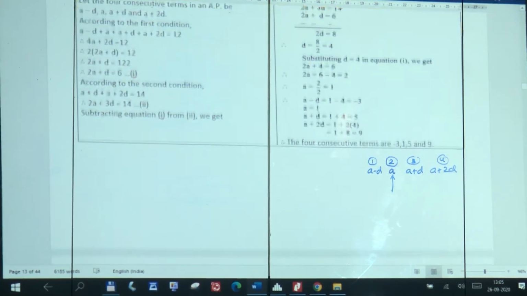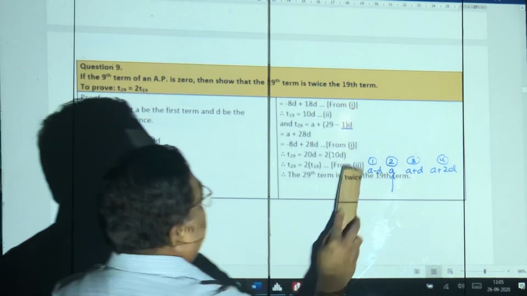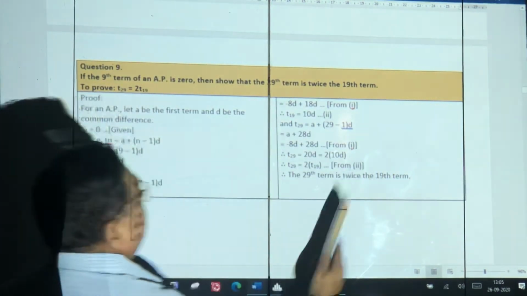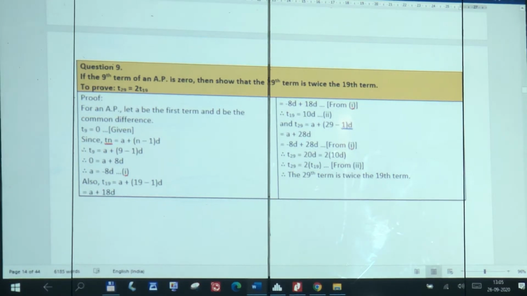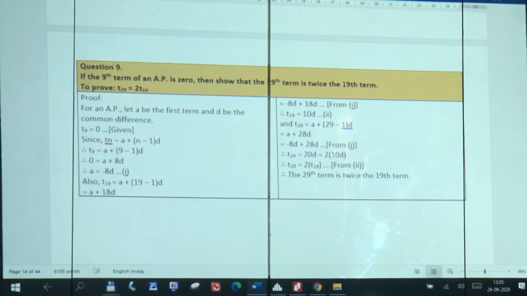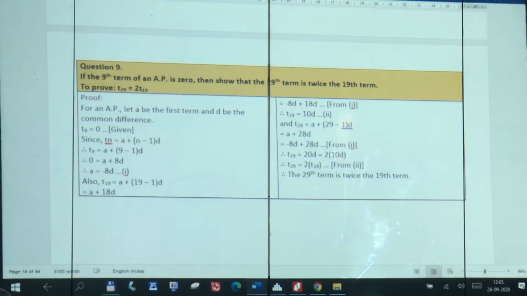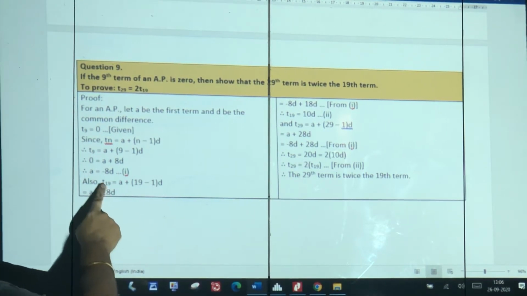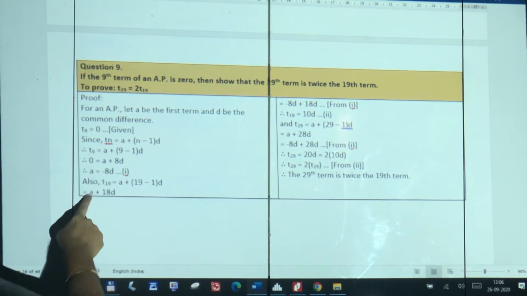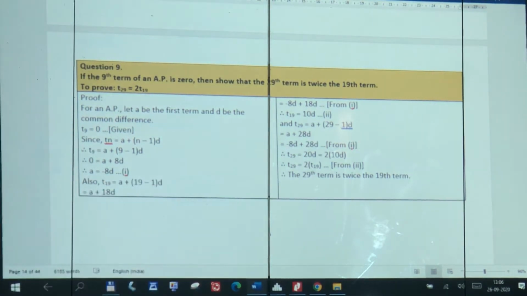Because we assume in such a manner that your life becomes easy. Then, ninth term is 0. So nice of them. So I will substitute 0 and I will get A is equal to so much D. Show that ninth term is twice the 19th term. Put 19 in the formula. You will get here, now you already know, minus 8D. Substitute for A. Add. There, my friend. You will get like this. So first, take it 0.